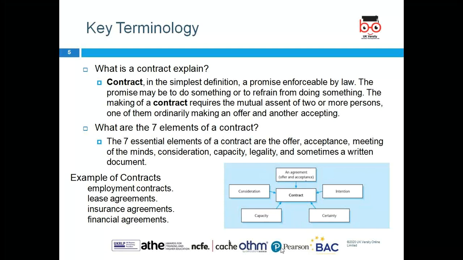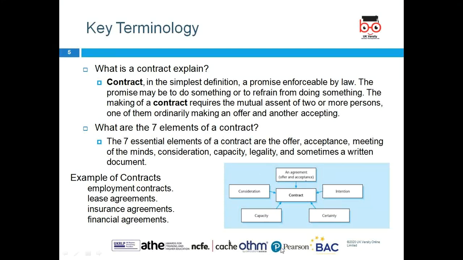Can you see my full screen now? Yes. Okay, here all the elements should be there, seven elements. Normally in an agreement, we're supposed to have offer and acceptance, somebody offering, somebody accepting. What do you think? Does a contract need to be written? It can be verbal or it can be written, both. But one thing, there should be offer and acceptance.